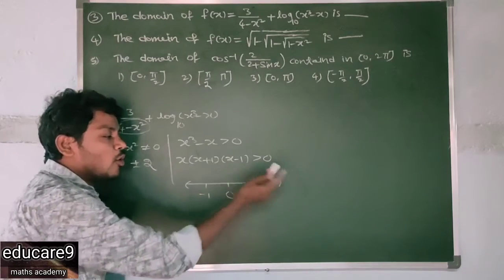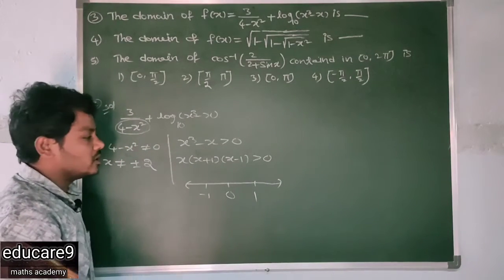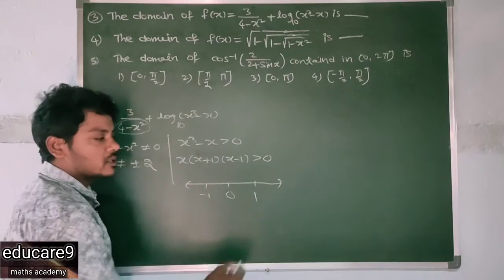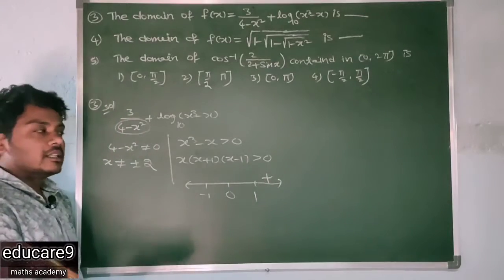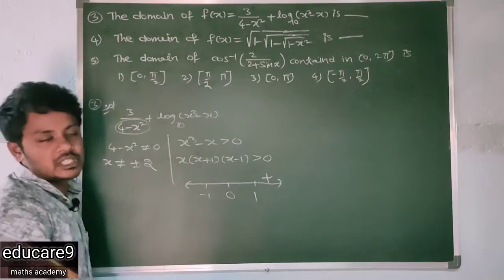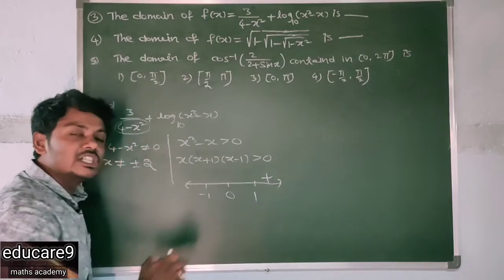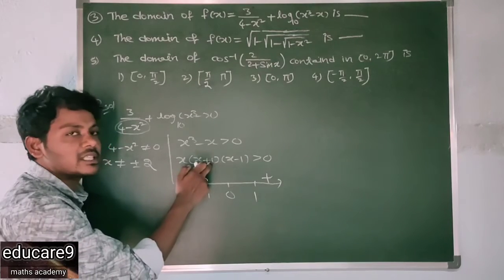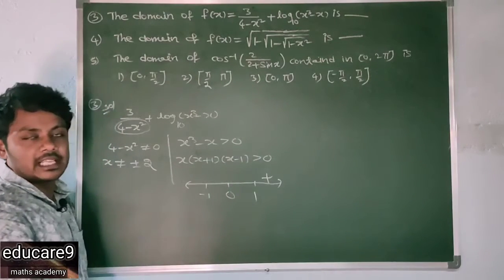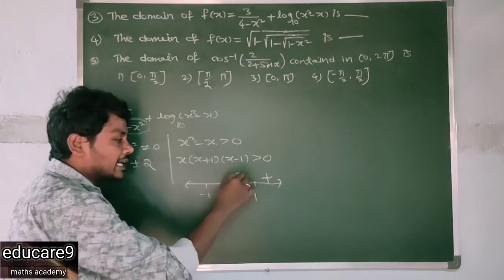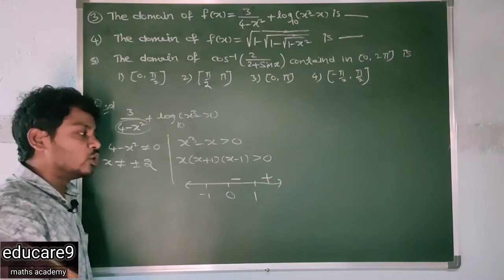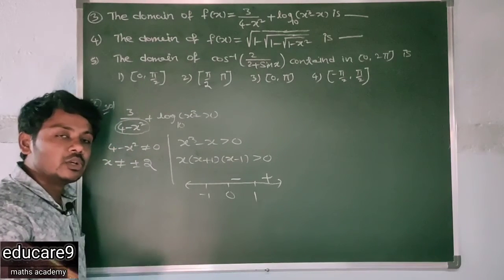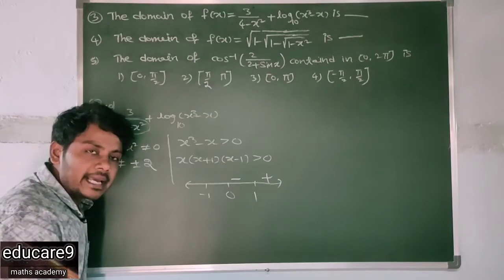For example, above 1, if you substitute x is equal to 2, what do you get here? 2 positive, 2 plus 1 positive, 2 minus 1 positive. So clearly above 1, this expression gets a positive sign. And substitute between 0 and 1, for example 0.5: 0.5 positive, 0.5 plus 1 positive, 0.5 minus 1 negative. So you get a negative sign between 0 and 1. And substitute between minus 1 and 0, for example minus 0.5.